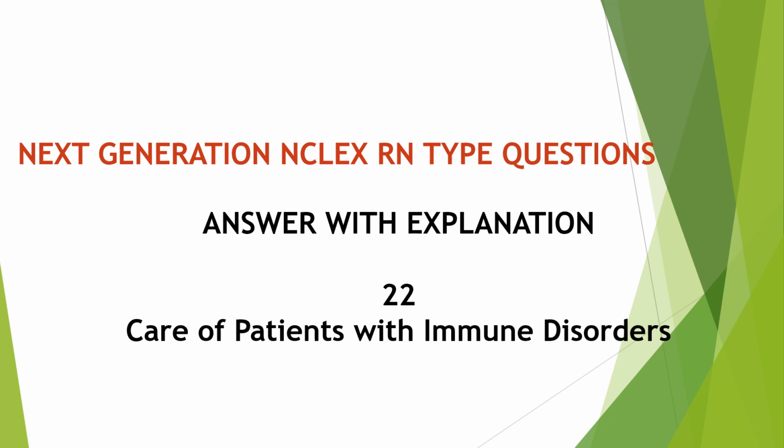Let's see an NCLEX RN video based on care of patients with immune disorders. So you know that immune disorders are mainly classified into two. They are the primary immune dysfunction, that means they occur in persons who are born with an immune system deficiency or ability of dysfunction in the immune system. That is primary immune dysfunction.